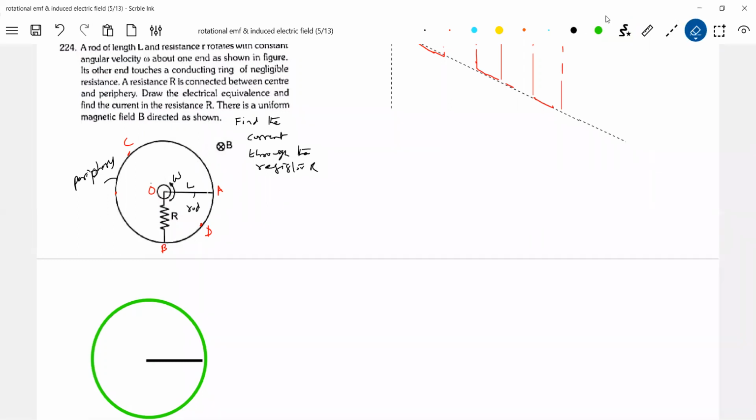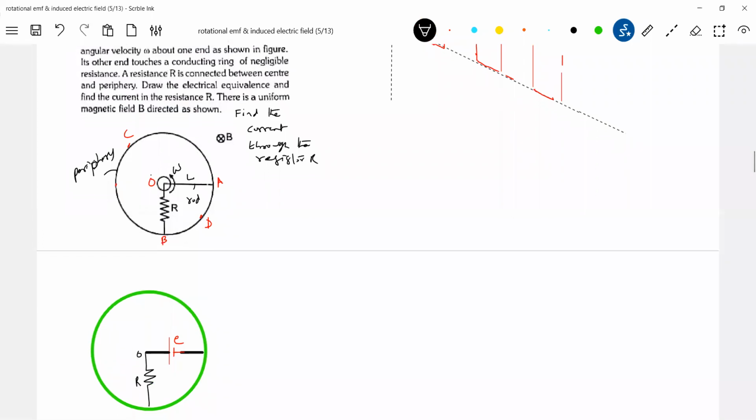So in place of the rotating rod, I'll bring a cell here. This should be a cell of EMF. It will rotate with constant angular velocity, so the EMF induced across the cell will be constant. And this is the resistance R. This is O, A, B, C, and D. The question asks for the expression for current I. So first, what is E equal to? E equals B omega L square by 2.